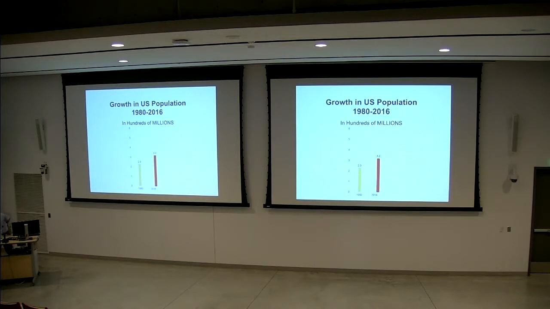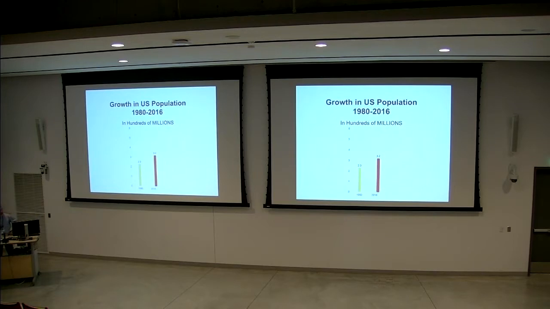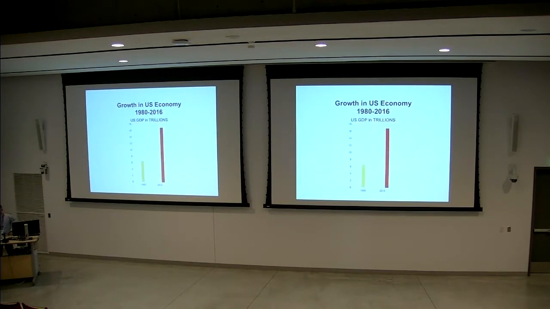The yellow bar was the population of the United States in 1980, the year Ronald Reagan won his first term. And then 36 years later, in 2016, it had grown from 230 million to 320 million, a modest growth. During that exact same period, that's how much the US economy grew in real, inflation-adjusted terms. Again, population grew like that. The economy nearly tripled in size.